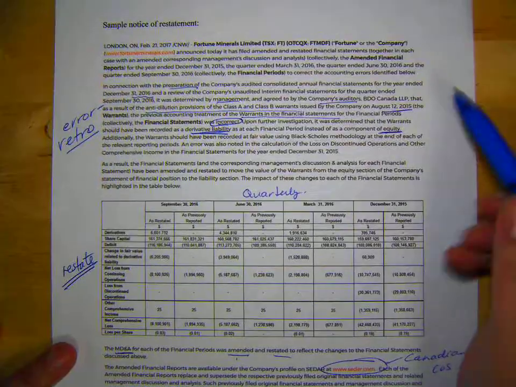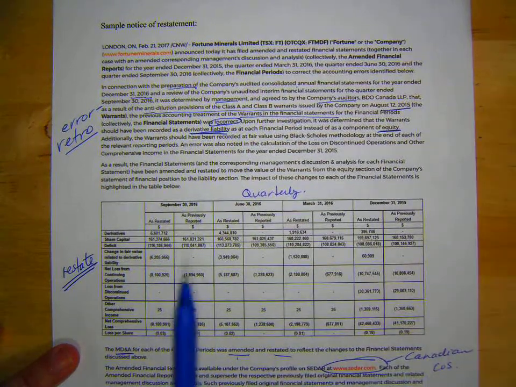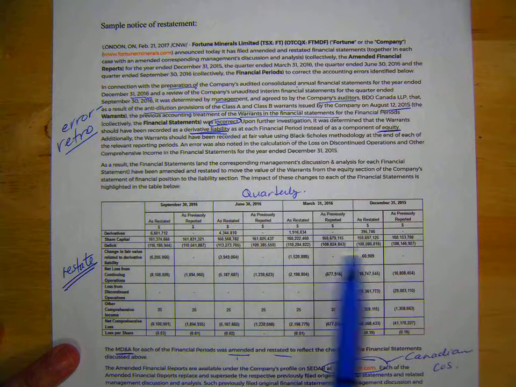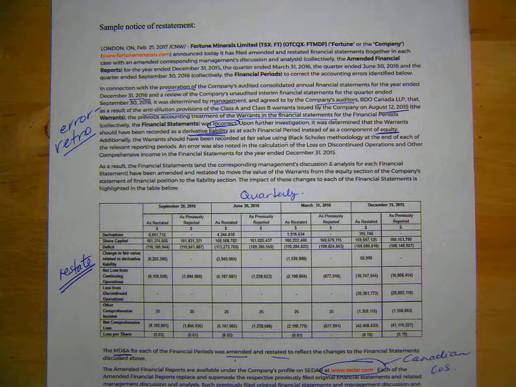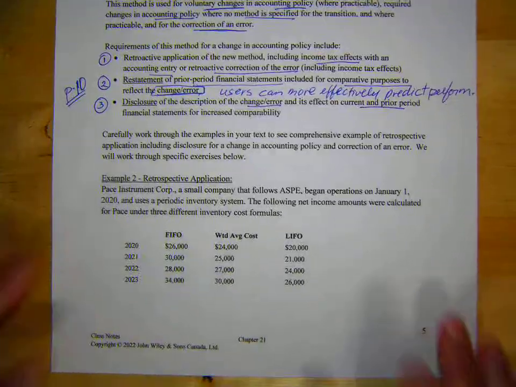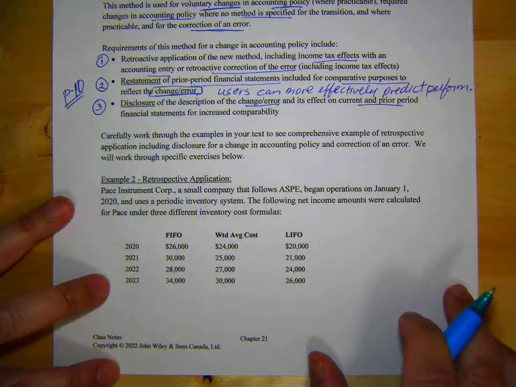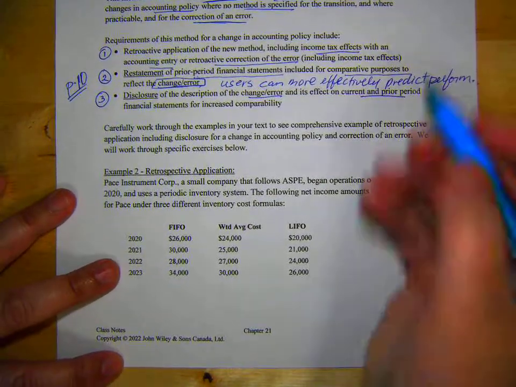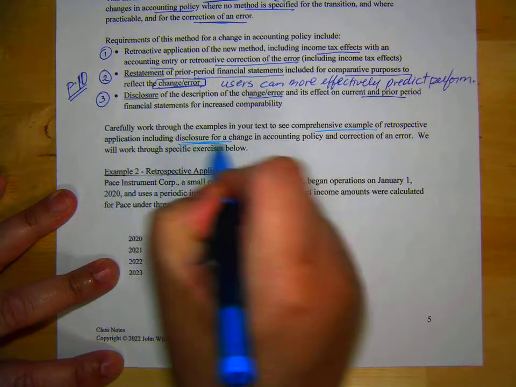Okay, so they found the error, they go retro, so they would have done an entry to fix it, and then the important thing is they show restated amounts so people understand. Okay, so back to page 5. And let's go through some of these examples, and hopefully we can make sense of them. So you can work through the examples in your text to see a comprehensive example of retrospective work, including disclosure.